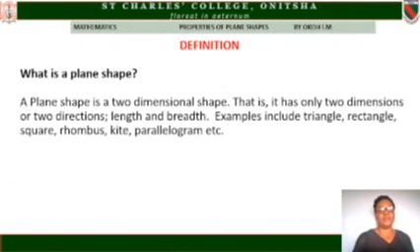Now to the lesson proper. What is a plane shape? A plane shape is a two-dimensional shape. That is, it has only 2 dimensions or 2 directions, length and width. Examples include triangle, rectangle, square, rhombus, kite, parallelogram, etc.